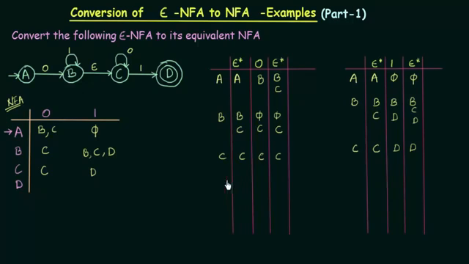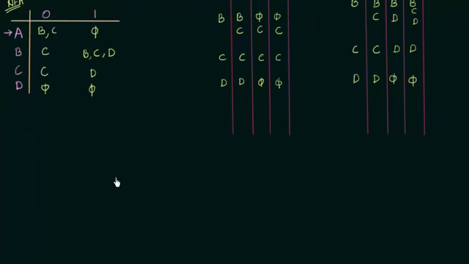And let's come to state D now. D's epsilon closure is only D, and D on input 0 doesn't go anywhere. So it is phi, and since this is phi, this will also be phi. And then D on input 1: D's epsilon closure is D itself, and D on input 1 goes nowhere. So it is phi, and this will also be phi over here. So now we got the transition table for our NFA. So let's try to draw the transition diagram.